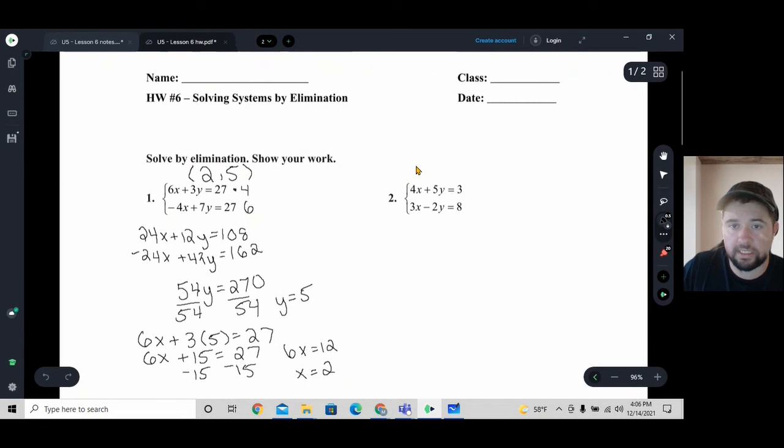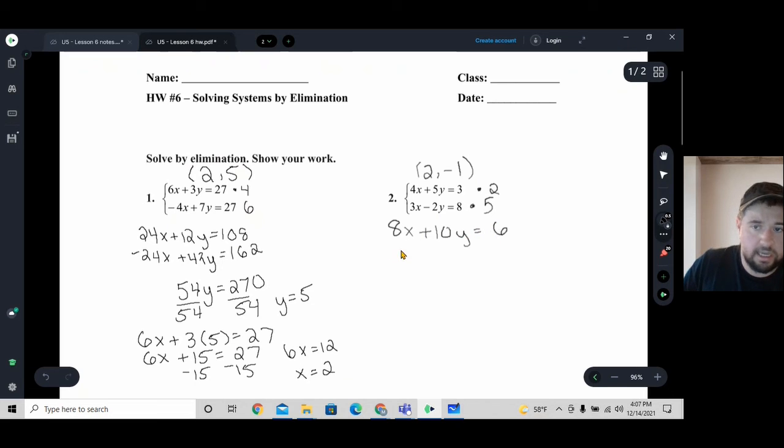The correct answer for number 2 is 2 and negative 1. If we got 2 and negative 1, we can move on to the next problem. Let's work it out. 4x plus 5y is 3, 3x minus 2y is 8. I notice that my y's are offset from each other. So I'm going to take my whole top equation and multiply it times 2, and my whole bottom equation, I'm going to multiply it times 5. And so I'm going to have 8x plus 10y equals 6. And I'm going to have 15x minus 10y equals 40.